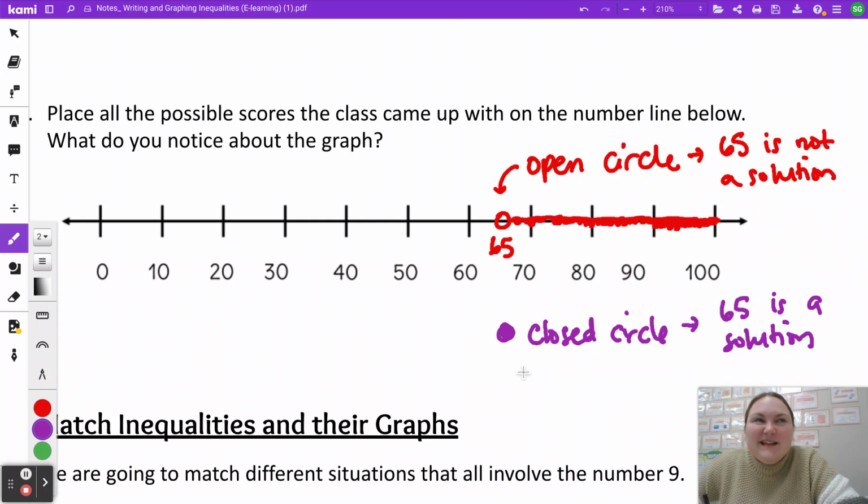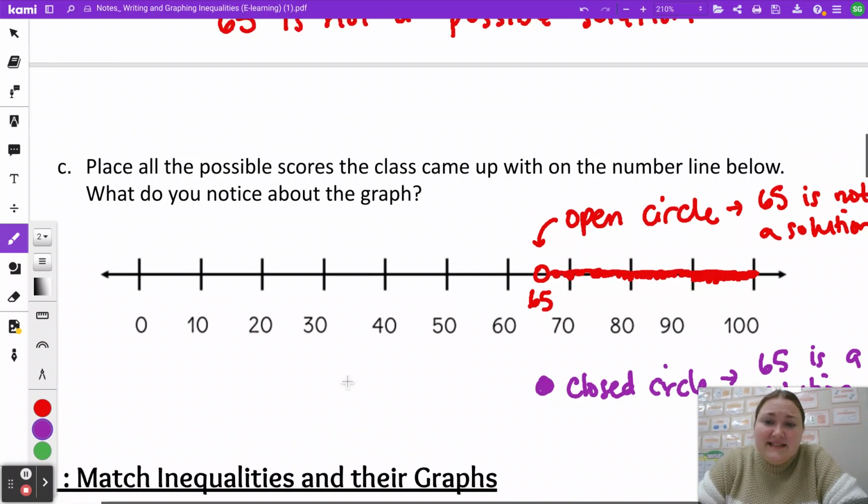So if I said something like she got at least 65% or higher, that would mean we are talking about 65 as a possible retake score. So this right here is a good summary of what this lesson is all about.